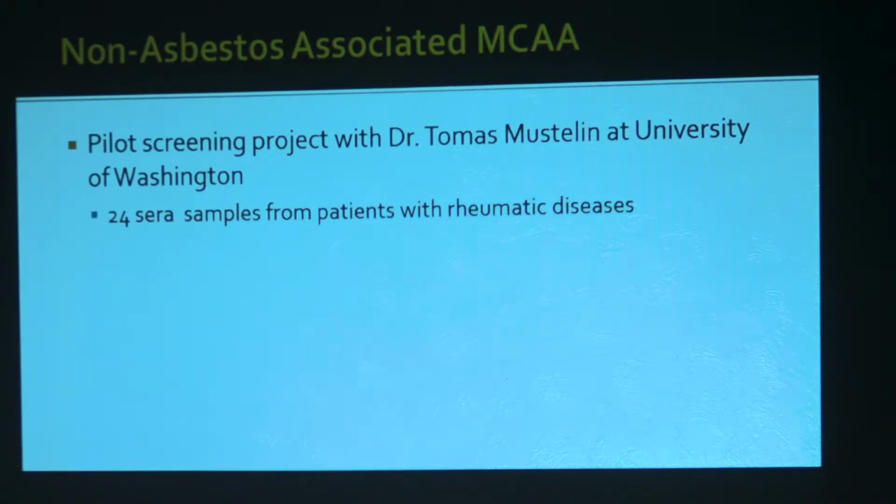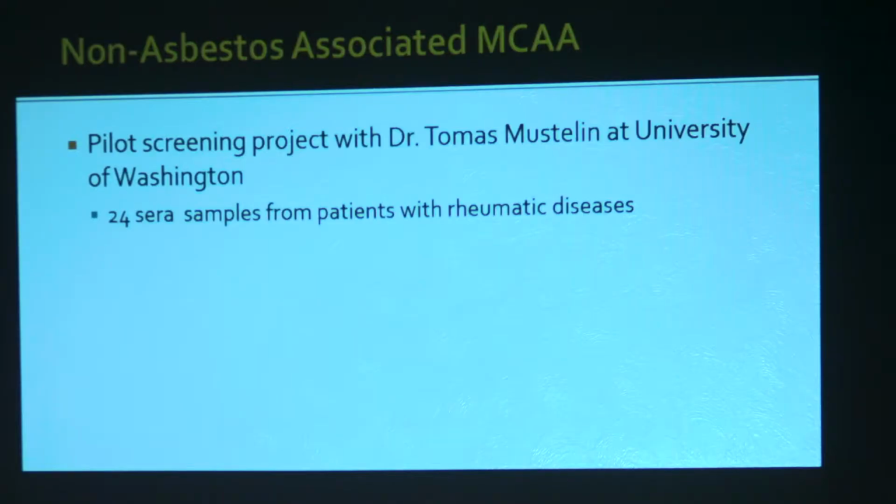And so, again, we'd like to do this with other amphiboles, but then we're also looking again at the non-asbestos exposed populations. So we just started this semester the screening project with Dr. Thomas Muslin at the University of Washington. He studies people with rheumatic diseases, so mainly RA. He sent us a bunch of serum samples. He sent us 24 serum samples from patients, and our question was basically, do these patients make MESCAs?